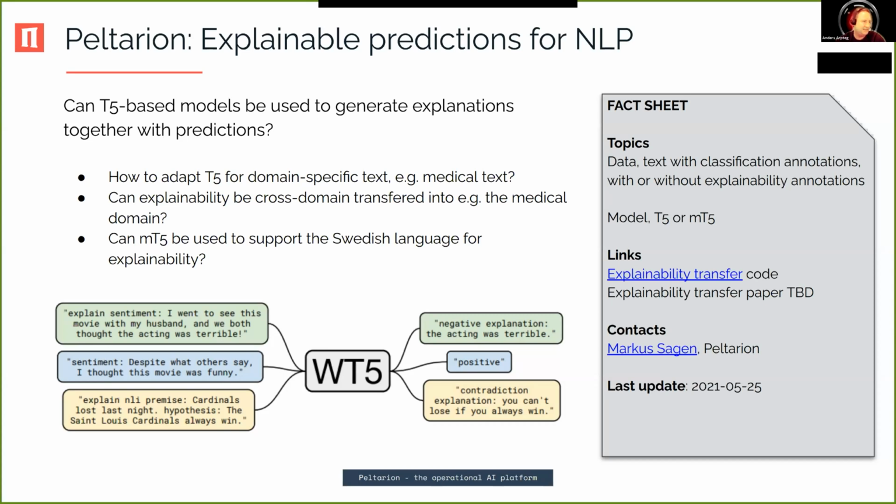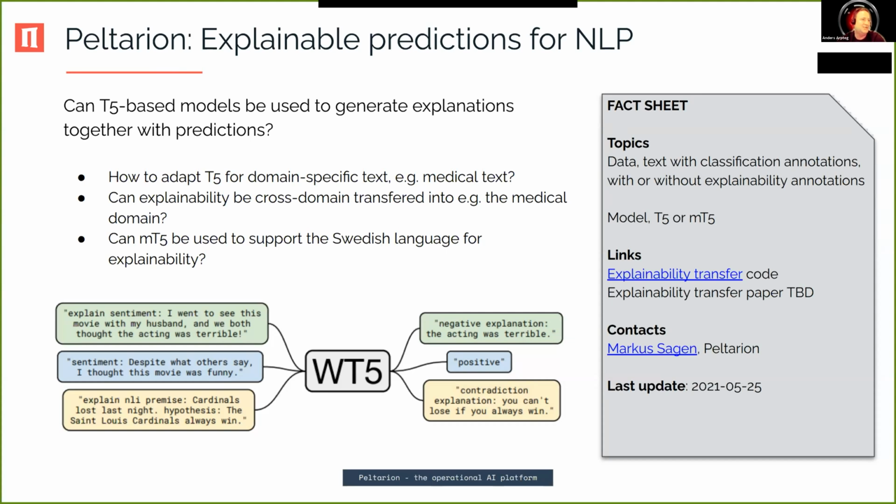If you try to read the green boxes here, it says basically "explain sentiment:" and some text. So the explain sentiment prefix in the beginning basically tells the model, now you should do a sentiment prediction, but you should also explain it. So then the model replies first with negative. So it was a negative sentiment.